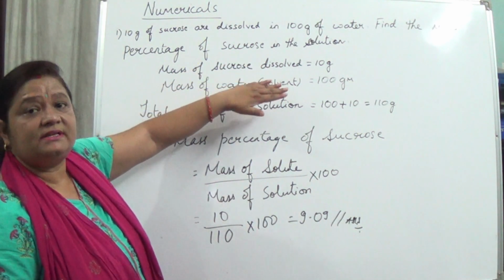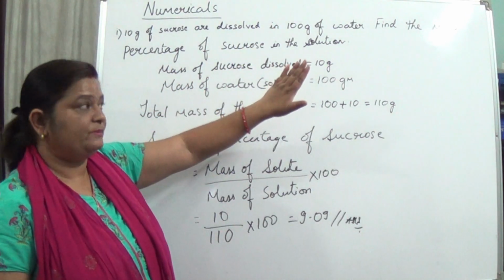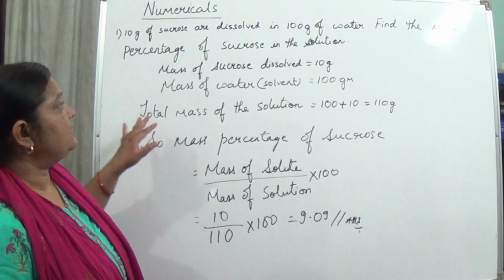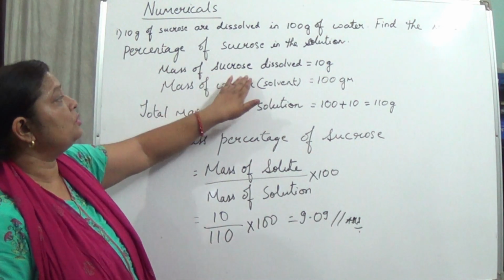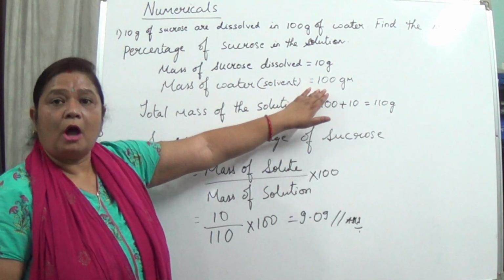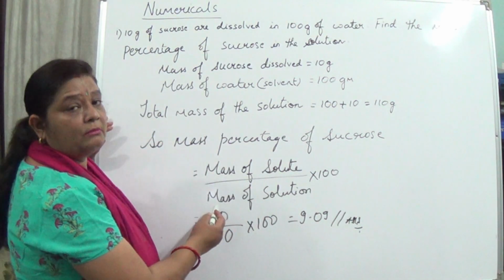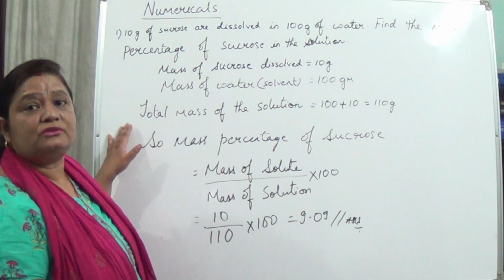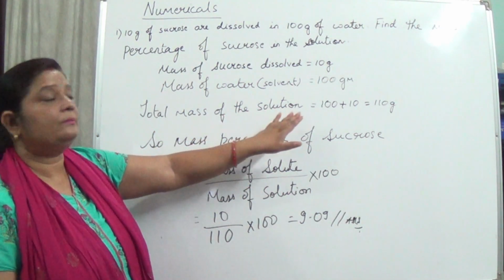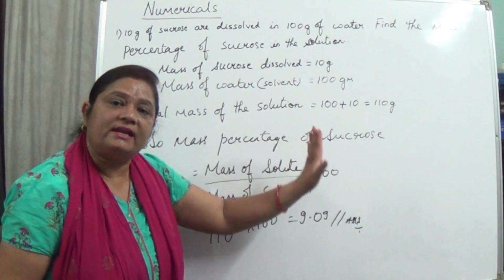Now the mass percentage: solute quantity and solvent quantity both have been given to you. You just have to apply the formula, isn't it? So let us start. The mass of the sucrose which is dissolved is 10 grams. Mass of the water, how much? 100 grams. Okay, so now we have to take out the mass of the solution. So mass of the solution is equal to what? Solute plus solvent. So here the mass of the solution becomes 100 plus 10, and that is 110 grams.